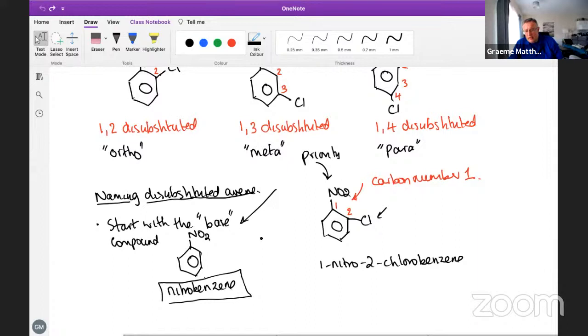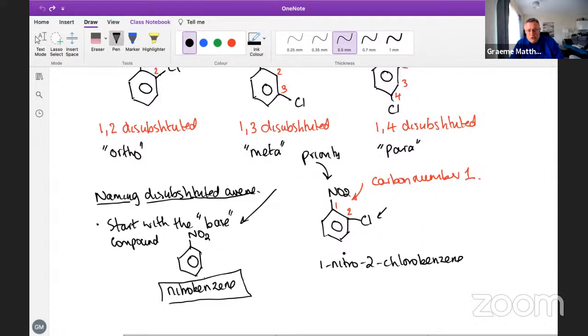The nitrobenzene is a high priority. And so therefore, the nitro group. So you're thinking nitro would be number 1 and chloro would be number 2. So therefore, this would be nitro and then chloro. So start with number 1, it would be 1-nitro, 2-chlorobenzene.